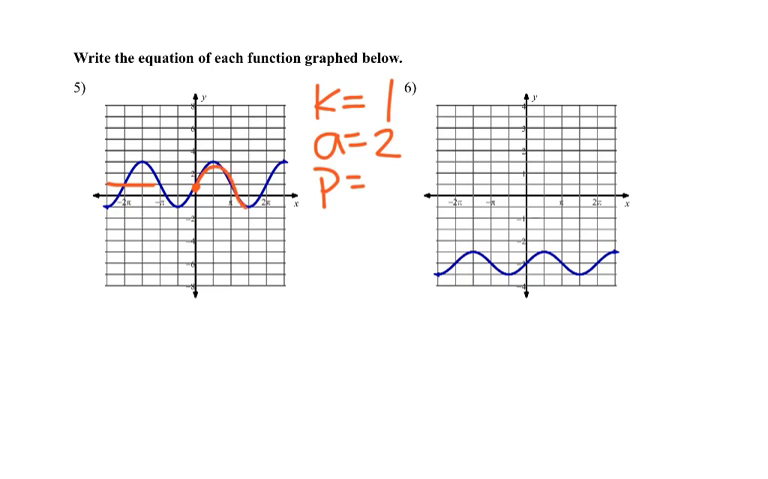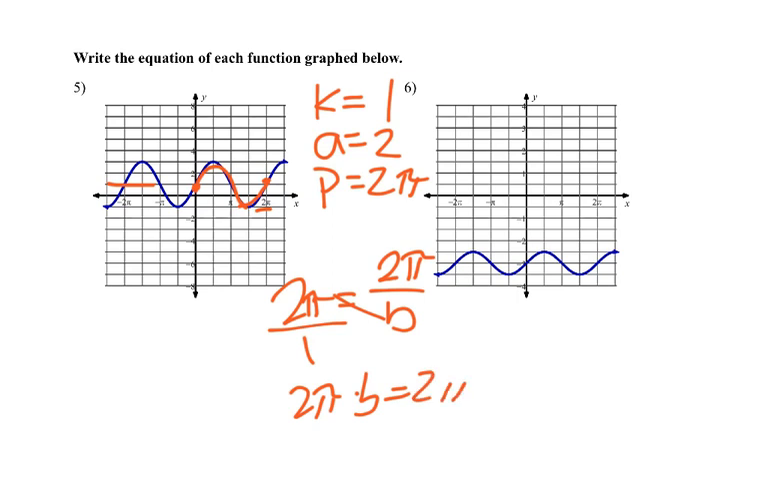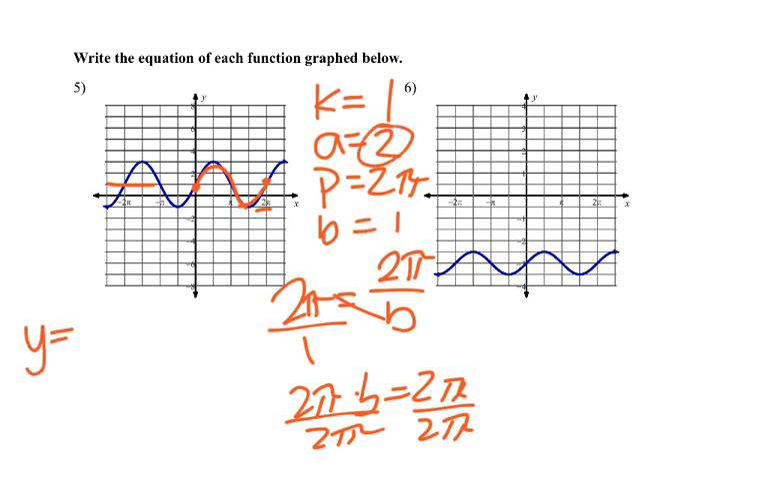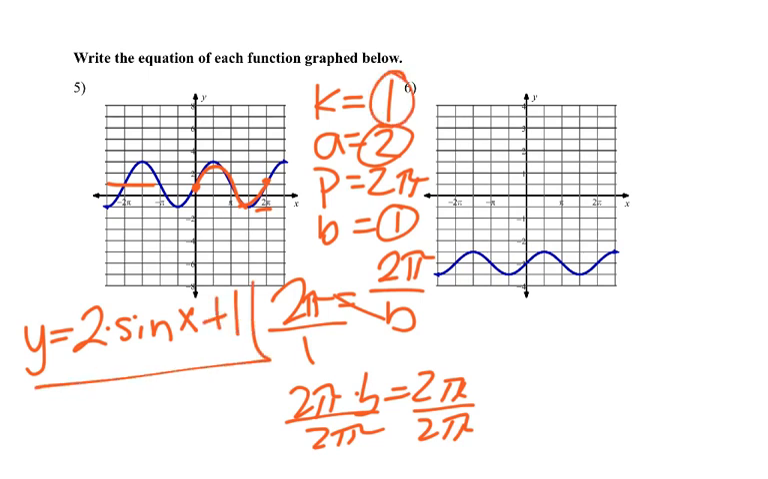And then we go until we stop, and we stop at 2 pi. So our period is 2 pi, which we need to figure out what b is. So period is 2 pi over b. We know that our period is 2 pi, so what's the only value for b to make this work? Well, it'd have to be 1, wouldn't it? Because if we cross multiplied, 2 pi times b would equal 2 pi, divided by 2 pi, and we'd get 1. So b would equal 1. So now I can write it. So I'd go f of x or y equals my amplitude, 2, times the sine of my b, 1, so I just leave it, and do x or theta, then my midline plus 1. And there's my equation.